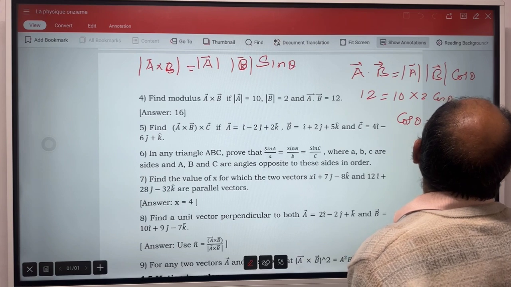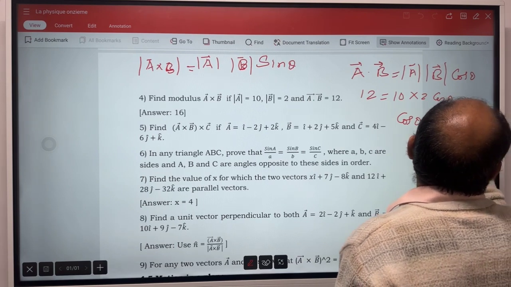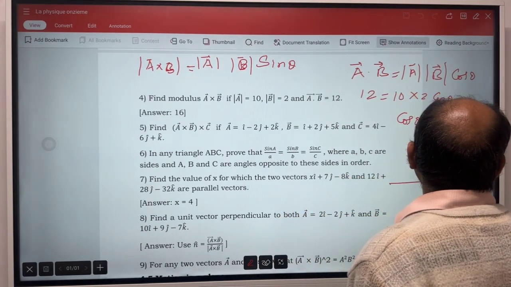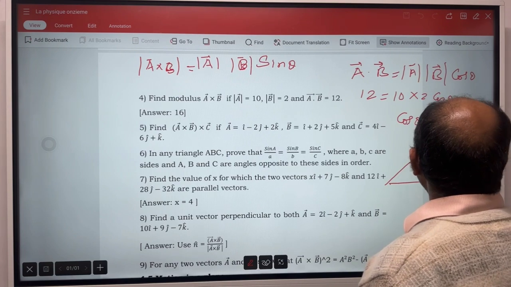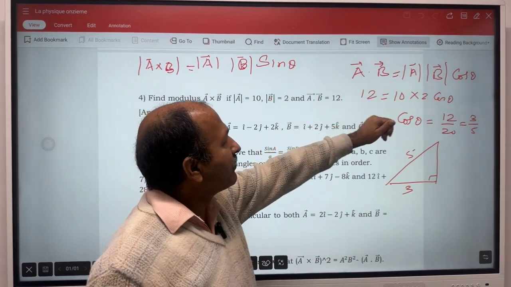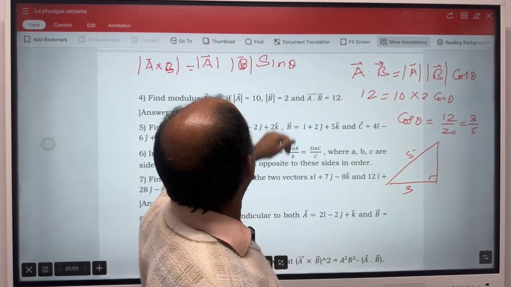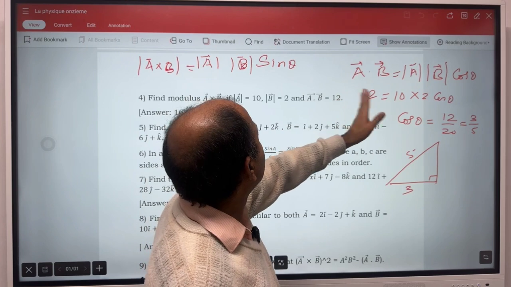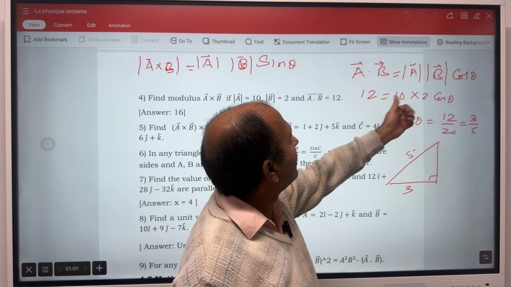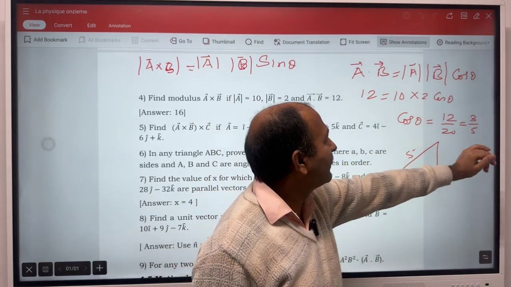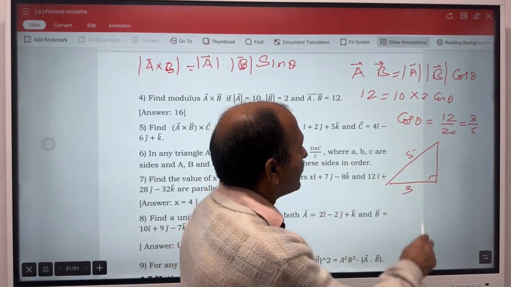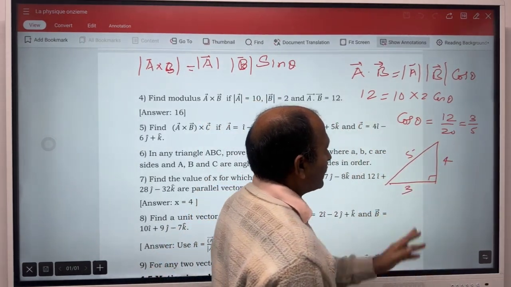Cos theta will be 12 upon 20, that is 3 upon 5. Now do one thing, just draw a right angle triangle, 90 degree. This base is 3 and hypotenuse is 5. You understood? A dot B is modulus A modulus B cos theta. A dot B is given in our question, that is 12. So 12 equal to modulus A is 10, modulus B is 2 and then cos theta. Now cos theta you can evaluate, 12 divided by 20. On simplification we get 3 upon 5. So we take 3 and 5 because cos theta is base upon hypotenuse. So this will be 4 by applying Pythagoras theorem.